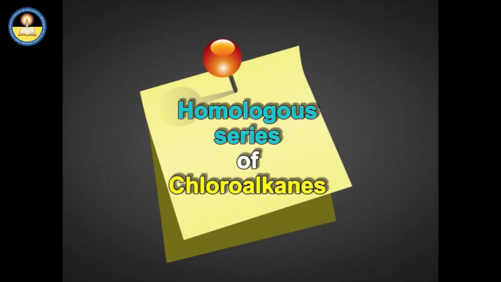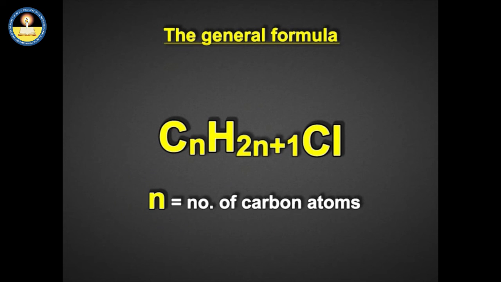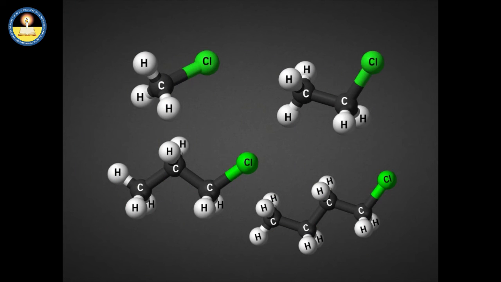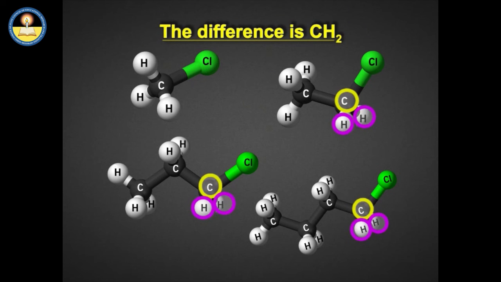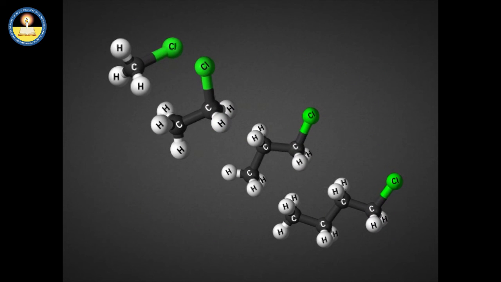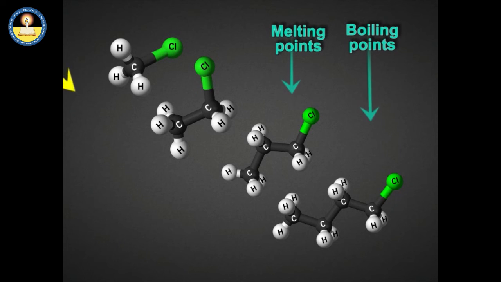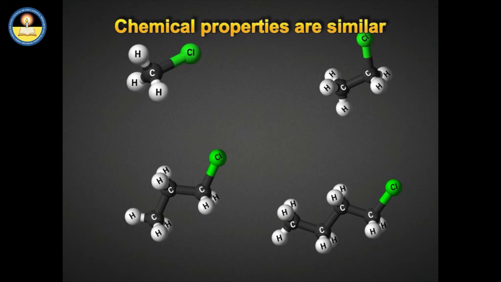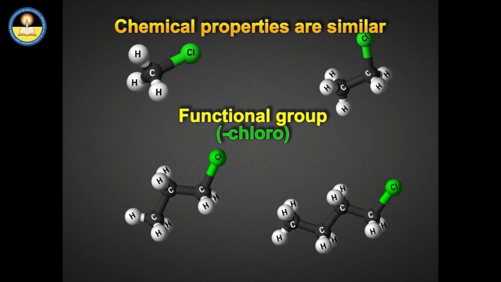Homologous series of chloroalkanes. The general formula is CnH2n+1Cl, where n is the number of carbon atoms. The difference in the formulae of two successive members of homologous series is CH2. The physical properties like melting and boiling points of the members of the homologous series increase with the number of carbon atoms. The chemical properties of chloroalkanes are similar because all the members have the same chloro functional group.